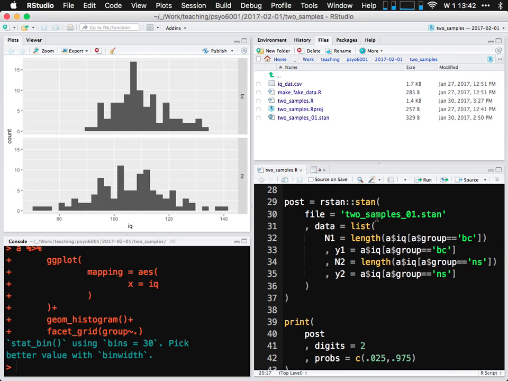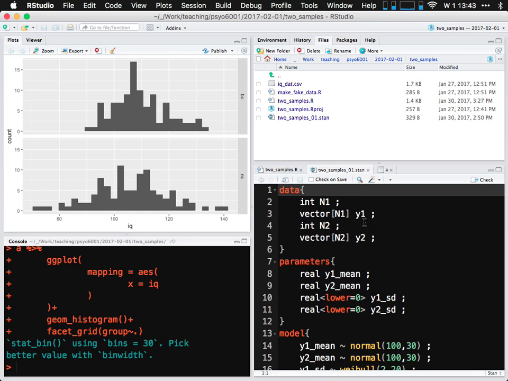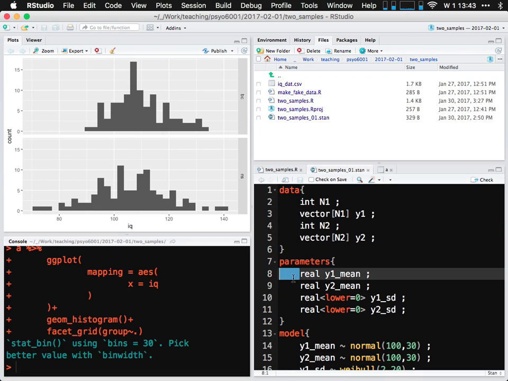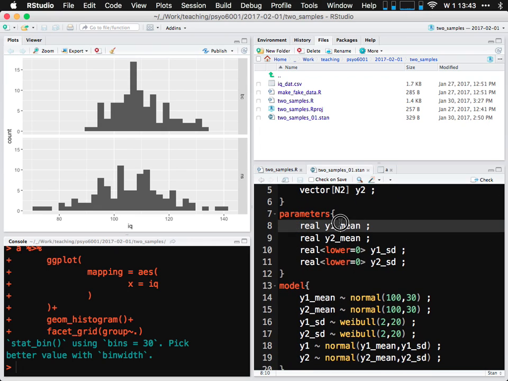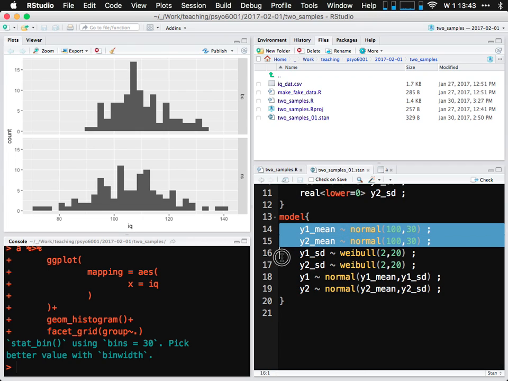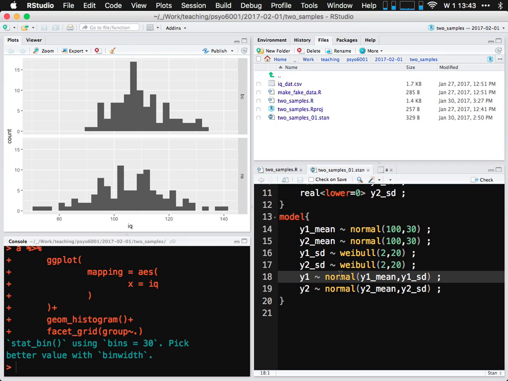And we had this twosample01.stan as a file where we had the data coming in just from each group separately. And our model was such that there was a mean for one group, mean for the other group, standard deviation for one group, standard deviation for the other group. We expressed some priors for each of those things, but then otherwise just expressed each group as a normal distribution with its mean and its standard deviation.